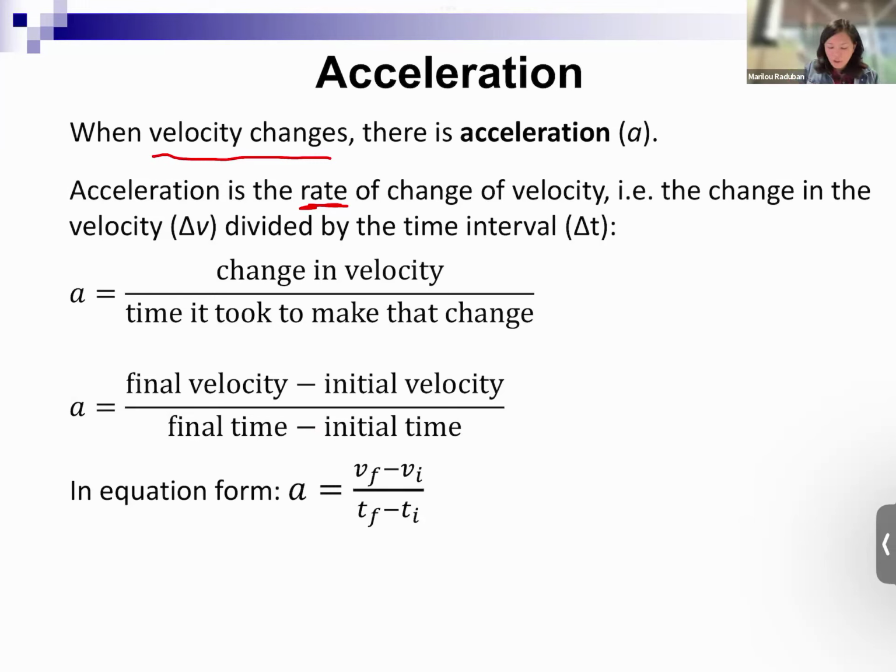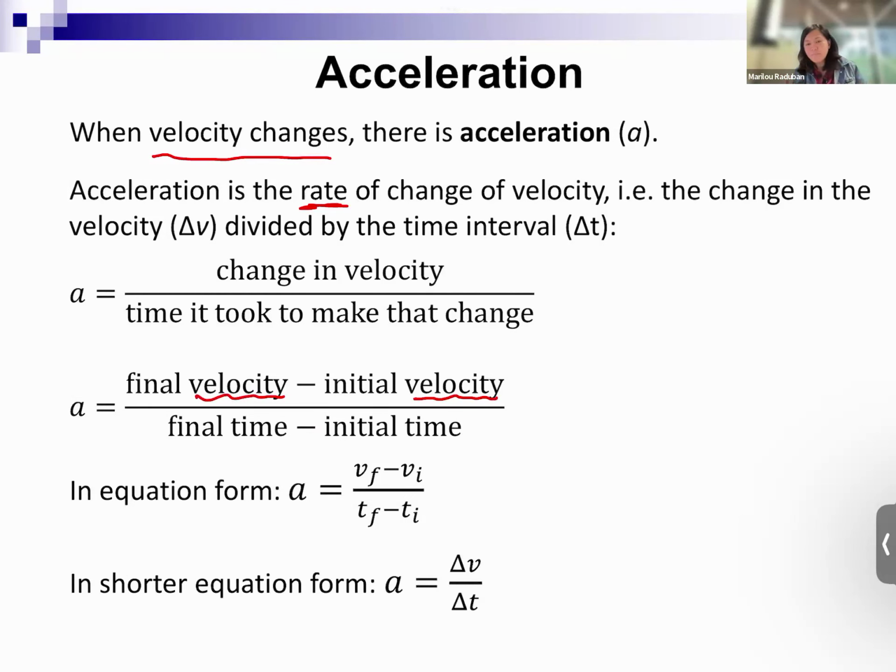Because velocity comes into the definition of acceleration, and we said that velocity is a vector quantity, acceleration is therefore a vector quantity as well. And the unit for acceleration is derived from the units that define the acceleration. The unit for velocity is meter per second. The unit for time is seconds. Therefore, the unit for acceleration is meter per second squared.